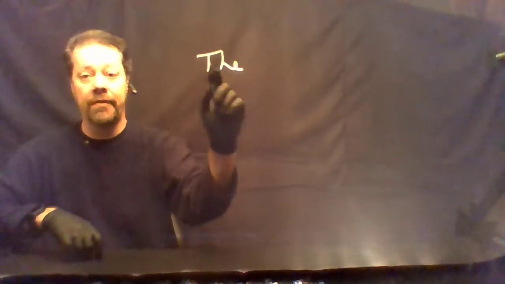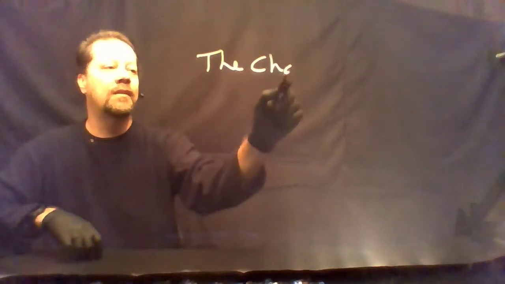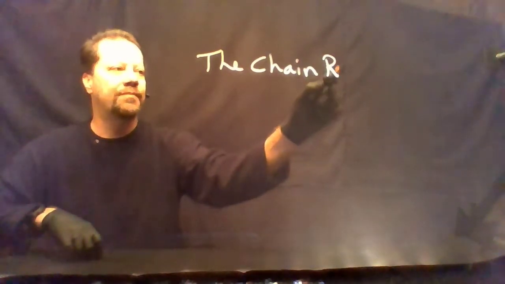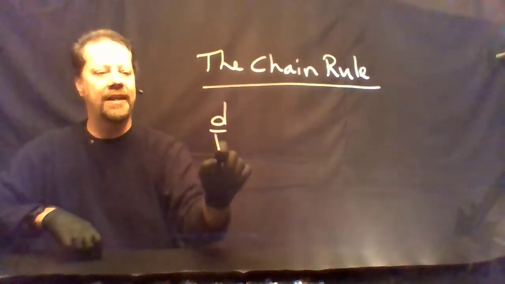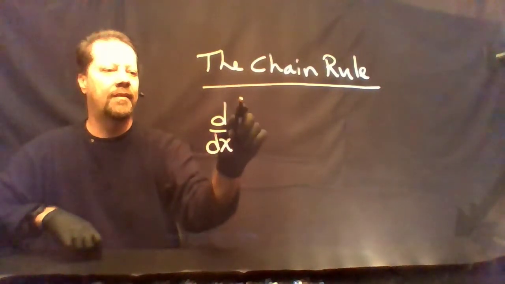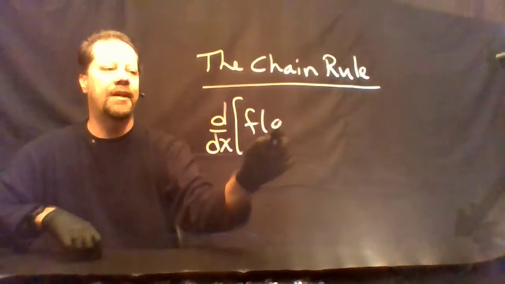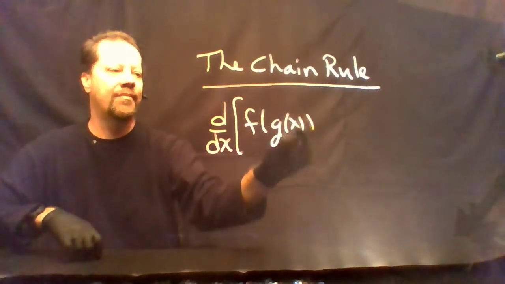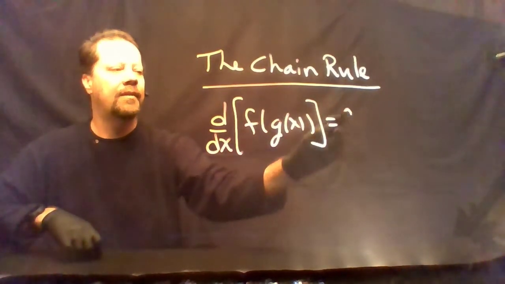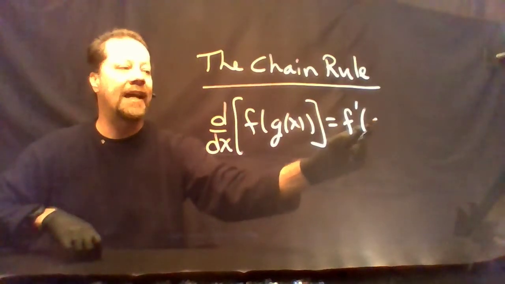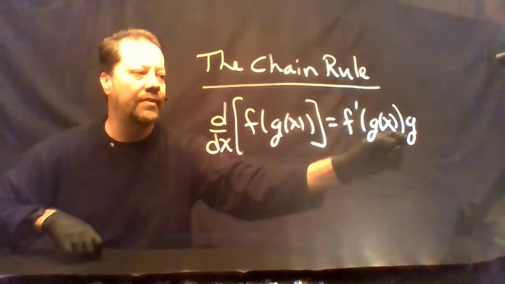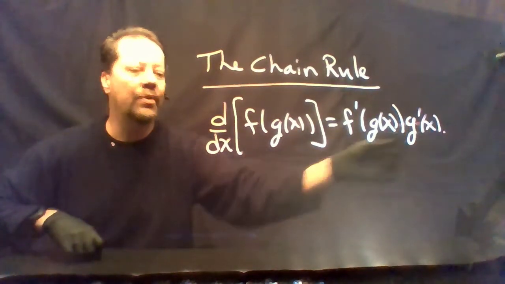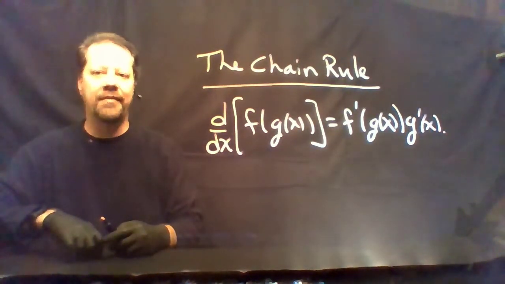So let's just review the chain rule. If you take the derivative of a composition f composed with g, you should take the derivative of the outside function and leave the inside function alone, and then multiply by the derivative of the inside function.